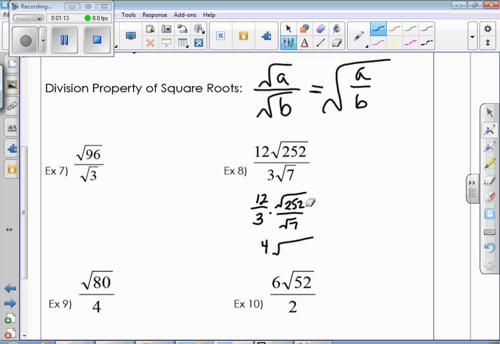And then radical 252 divided by radical 7. Here we would want to apply the division property of square roots. So we really want to think about this one like this. It's really the quotient of 252 divided by 7 under a single square root radical. We divide 252 by 7. I'm pretty sure we get 36. And since 36 is a perfect square, we can take its square root, which is 6. 4 times 6 would leave us with 24. So this expression simplifies to 24.